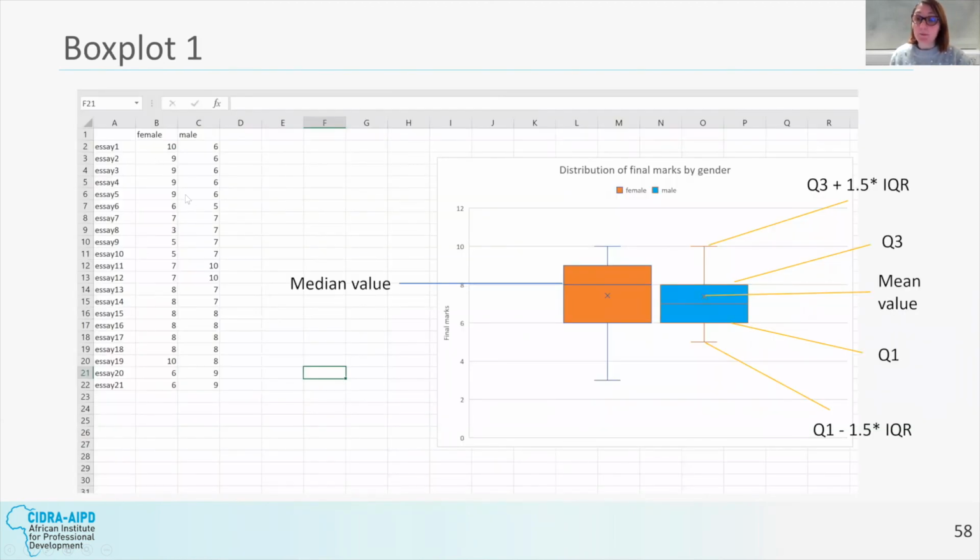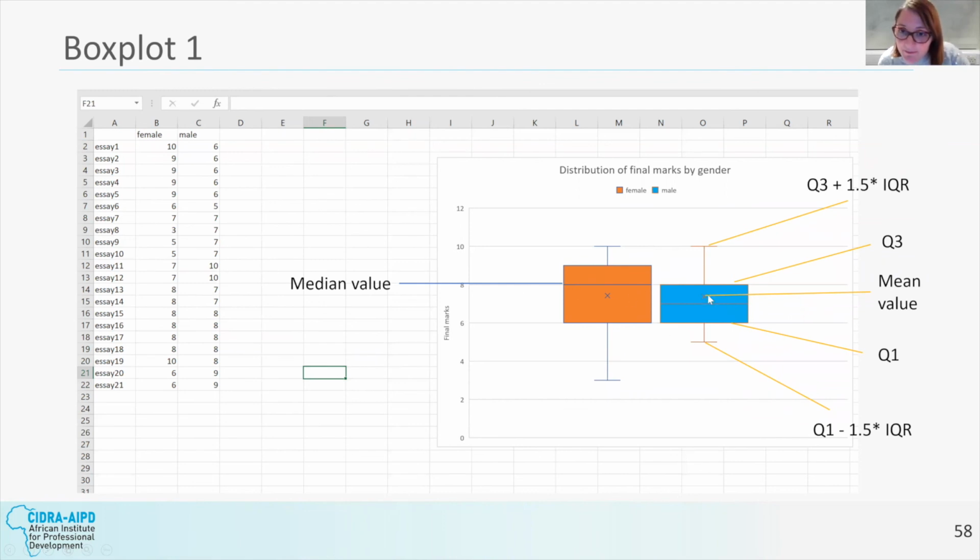see another example. We have the marks that the students of a class, grouped in female and male, have obtained on a number of essays. So we want to see the distribution of the marks these students have obtained. To do so, the best plot is called box plot. And let's see the components of this plot, which is really informative.